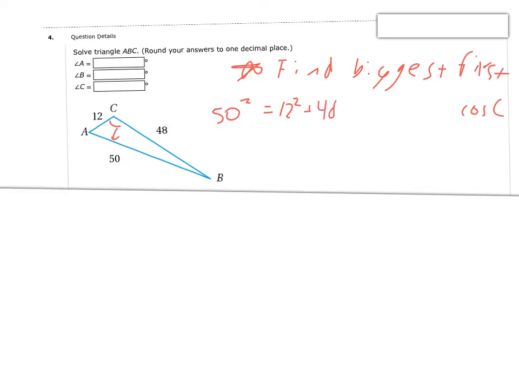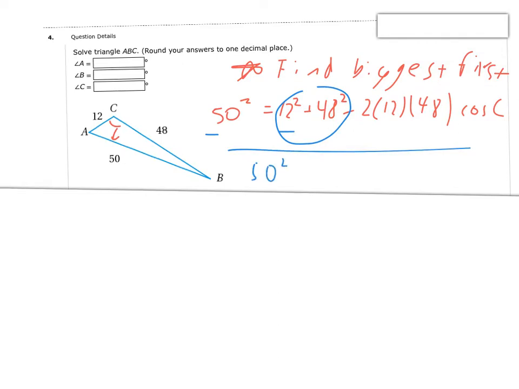Okay. So we got minus 2 times 12 times 48. Okay, and so I'm going to go ahead and subtract these guys over. And so as I rewrite that, it's going to be 50 squared minus 12 squared minus 48 squared equals negative. And once again, I'll go ahead and multiply these. 2 times 12 times 48 is 1152 times cosine of big C. Divide that by negative 1152.